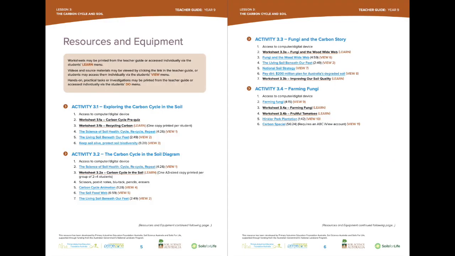The resources and equipment list outlines all the materials needed to teach this lesson, including active links to videos, source information, and links to take you directly to student worksheets. After each active link, you will notice Learn or View in brown text. This will help you direct students using the Students page to find specific worksheets from the Student Learn menu and video or source materials from the Student View menu.